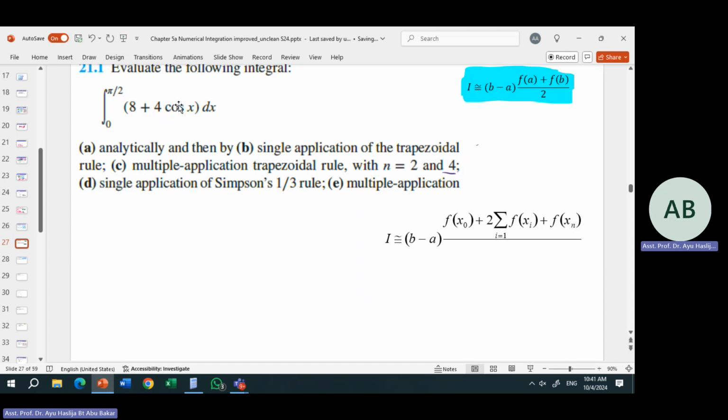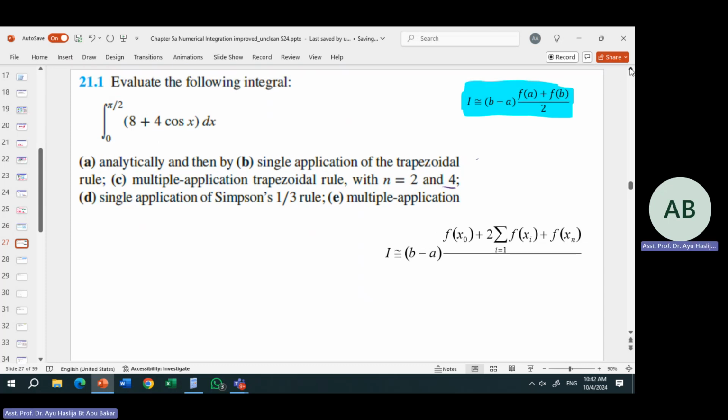Now we try this. This one, most of the exercises I extract from the textbook. You can refer to the textbook. So this asks you to evaluate the following integral analytically, this is to find the true value. Then by single application, n equals what? 1, right. Then multiple application with n equals 2 and 4.